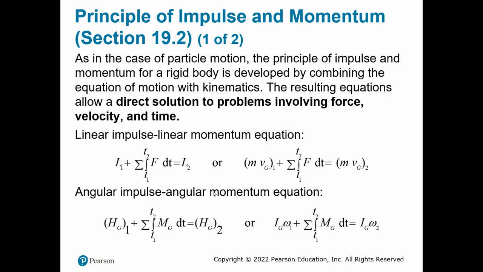As in the case of particle motion, the principle of impulse and momentum of a rigid body is developed by combining the equations of motion with kinematics. The resulting equations allow direct solution to problems involving force, velocity, and time. The linear impulse and linear momentum equation says initial linear momentum plus the impulse applied to the system gives the final linear momentum. The angular equation says initial angular momentum plus the angular impulse applied to the system gives the final angular momentum.